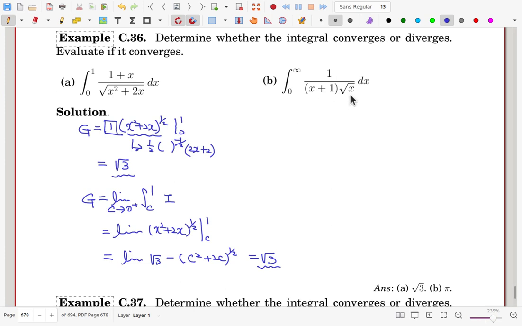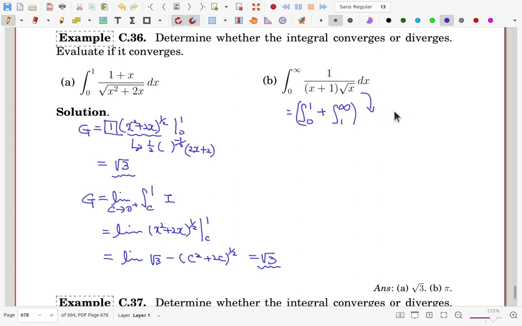Here, once it's 0, then it's 0. But at infinity, it's also unbounded. So this is improper for two reasons. One is around 0, where the value becomes infinity, and the other is that the domain is infinite. So for this one, you can write it this way: from 0 to some point between 0 and infinity, let's say 1, and from 1 to infinity. For these two portions, you have to get the integral.